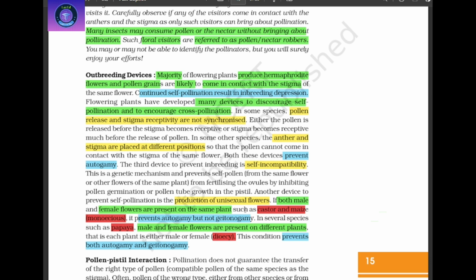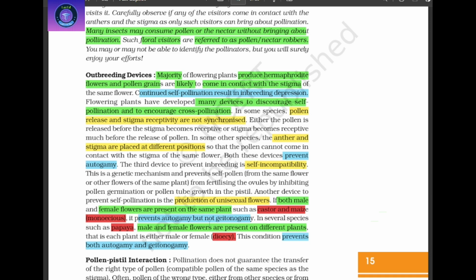What happens in dioecious? The plant is unisexual, and the flower is also unisexual. Example, papaya. So as a result, it prevents both autogamy and geitonogamy. The unisexual flower prevents autogamy, and geitonogamy is prevented by what? The unisexual plant. Simple. Is the concept clear? Listen to whatever I have taught, just spoken now. Go back and listen to it one or two more times to make the concept very clear.